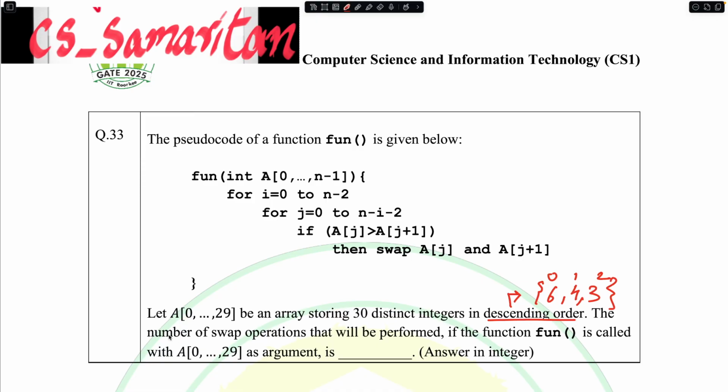The number of swap operations that will be performed, if the function fun is called with this array of 30 elements as argument, is what they are asking. So it is basically asking how many times this swap operation is going to be performed if this particular array is fed into your function.